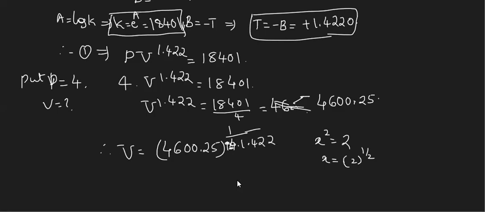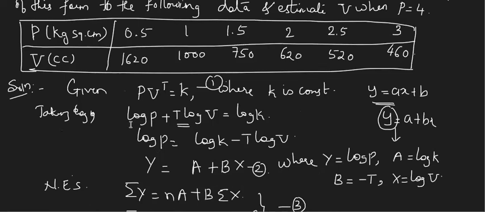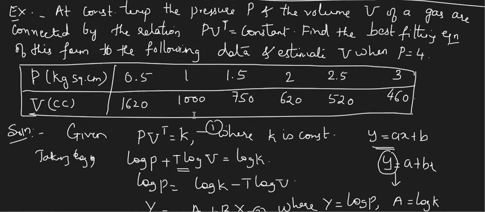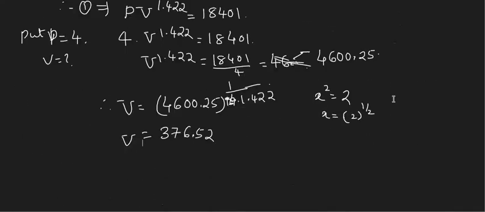So this is 1.422. Just calculate it. 376.52. Just check whether the answer is right or not. See, P is 4. See the table. In the table P is increasing, V is decreasing. So 4 is after 3, which means your value should be less than 460. Yes, our value is less than 460. So what we calculated is approximately correct.